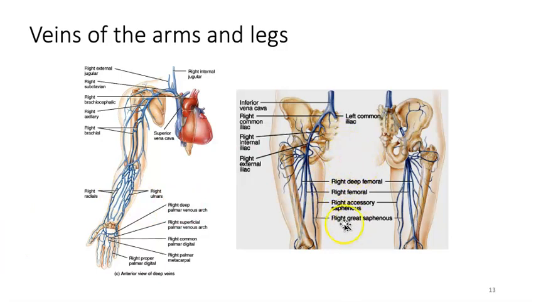Oh, one other one of note, there's one called the great saphenous vein. That is a very large vein that goes all the way down toward the ankles. That's what the great means. It's just really long. And so you can see that's very medial and actually a fairly superficial vein that's joining back up with the femoral vein to form that right external iliac vein in this image.